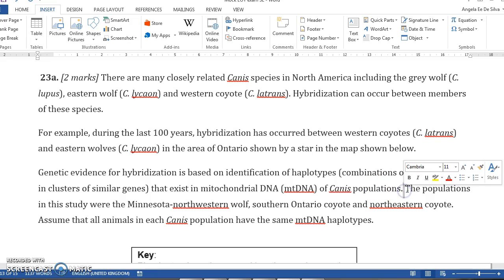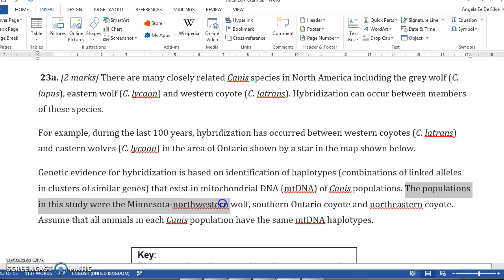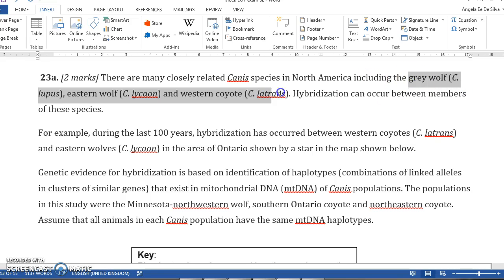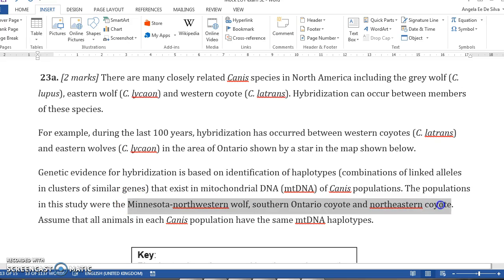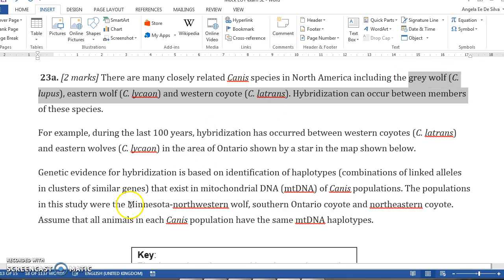And if you look at the next sentence, the populations in this study were Minnesota northwestern wolf, southern Ontario coyote, and northeastern coyote. Now, as a student, you would definitely be wondering, how am I going to connect this tree that's mentioned up here, and then now there's another tree that's mentioned here? I'm very confused. What is happening? I don't understand what is happening.